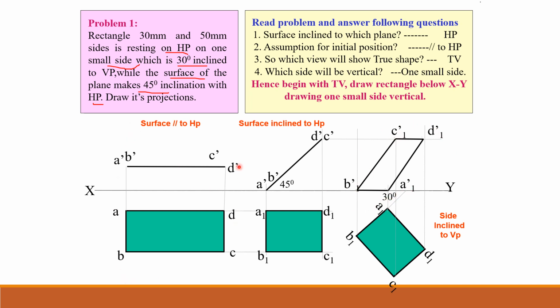So your total problem is done in 3 steps. First step is the true shape, second step is the surface inclination, and third step is the side inclination. I hope you understood the problem. Thank you.